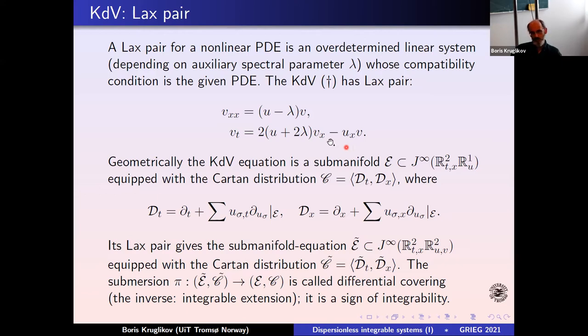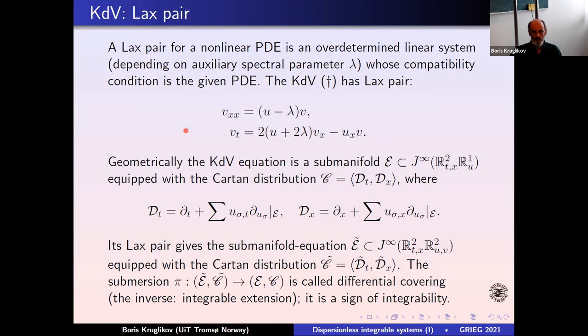Well, in this case, everything is very easy. You differentiate this equation by T, this equation by X, and you equate the mixed derivative. Of course, when you differentiate this equation by X, you have to differentiate twice by X, right? So you have here V triple X, and that's fine. And here you have VX, that's also fine. But when you differentiate this by T, then you have here VT. So you have to substitute this equation again to the result.